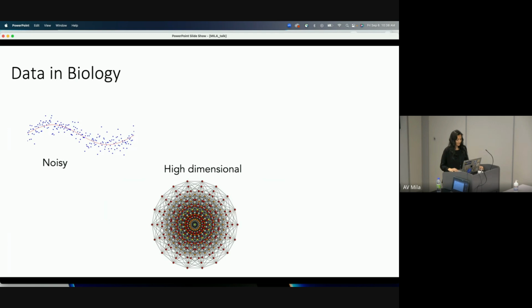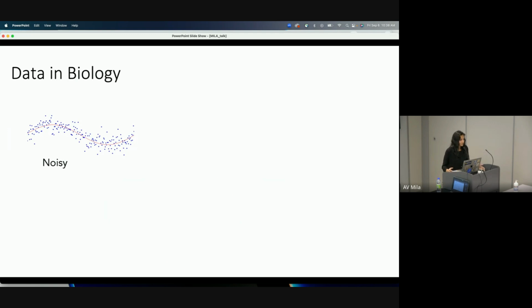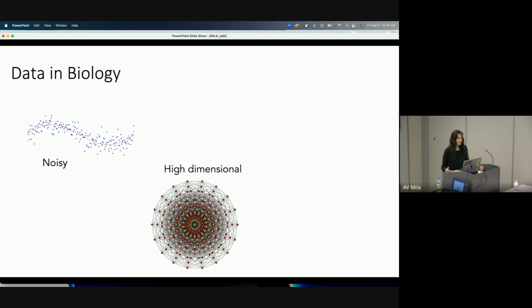Some of the reasons are because the data is very, very noisy. So when you actually get a data point, it's largely corrupted. So there is a heavy emphasis on denoising the data, and I would say the order of magnitude of that is much higher in biomedical data than other data types. It's very, very high dimensional.